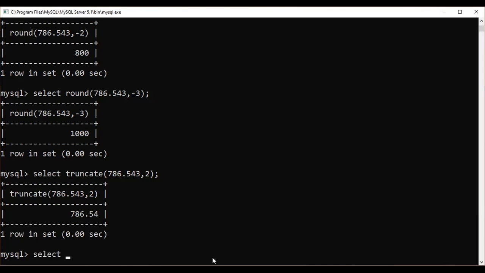Select truncate of 786.543, minus 1. Where is your cursor right now? Minus 1 stands for the cursor being on the 8. The number occupying the minus 1 position is 8. The immediately right number will be made 0. There is no change in that position. Your answer will be 780.